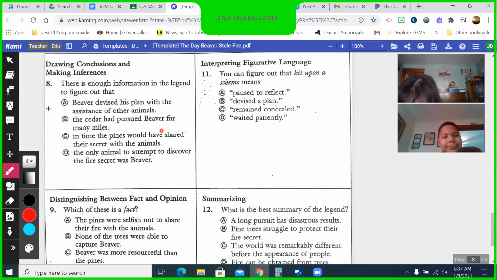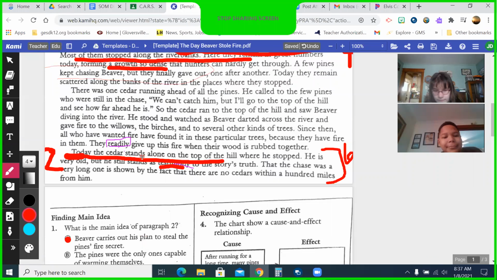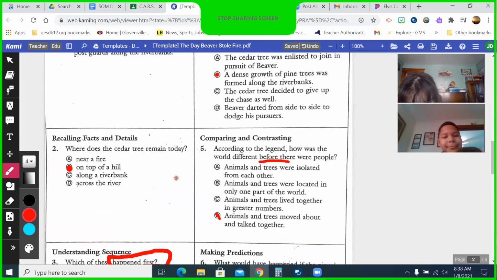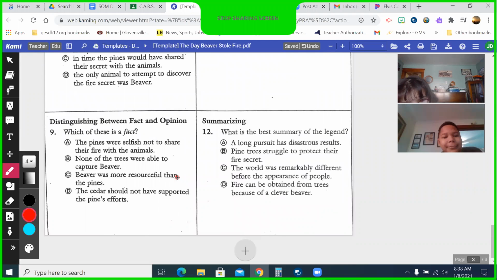Alex, it is B. The cedar had pursued Beaver for many miles. What's your evidence? This is number 8. I bet you could find other evidence in there, like the actual chase, right? You can probably go up into the previous paragraphs, but that sort of sums it up for us. Good. Okay. We only have a couple minutes left, so I'm just going to go through the answers of the rest of them first. And then if we have time, we'll go back and look at the evidence for it, okay?